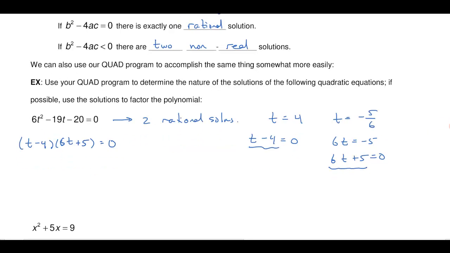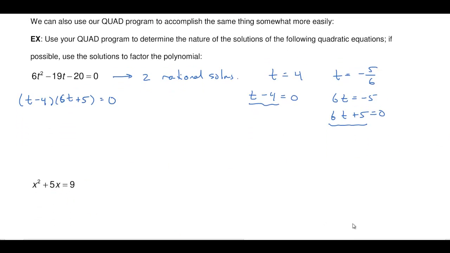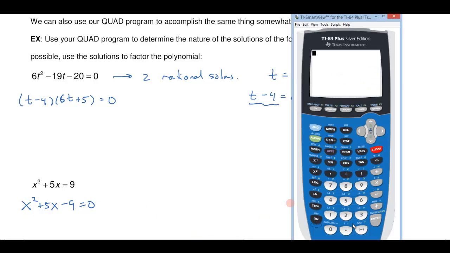Now, let's do one more example like this. This is x squared plus 5x equals 9. I'd, of course, want to write that in standard form first. So bring the 9 over so you can identify your a, b, and c. Let's plug this one in. My a is 1. My b is 5. My c is negative 9. And in this case, I get some really nasty decimal answers. That's not a rational number. That's going to represent an irrational number. It's a non-terminating, non-repeating decimal.